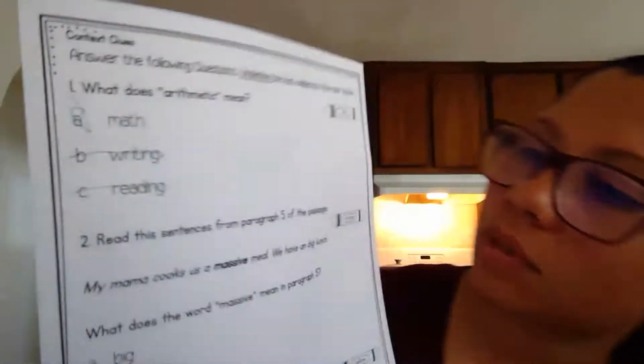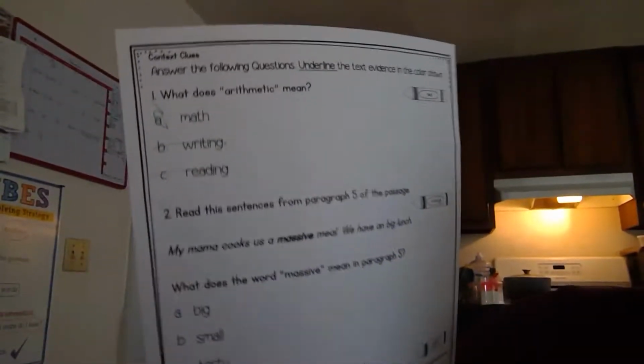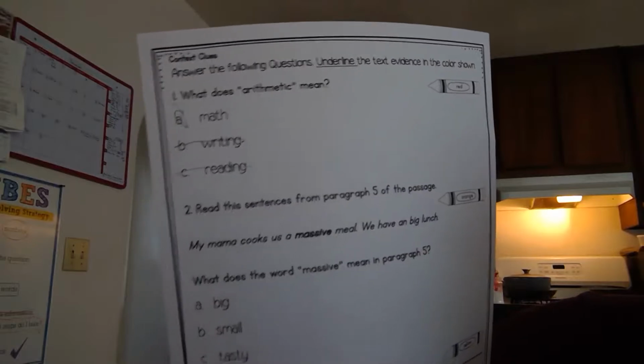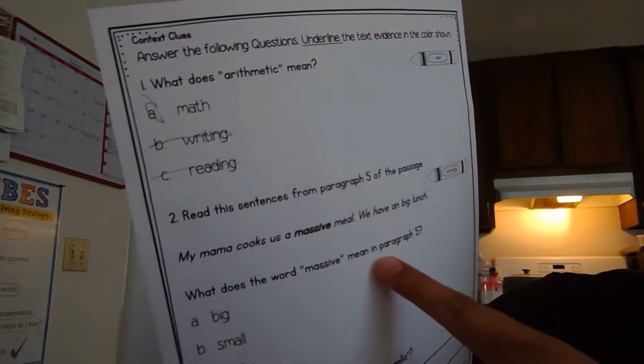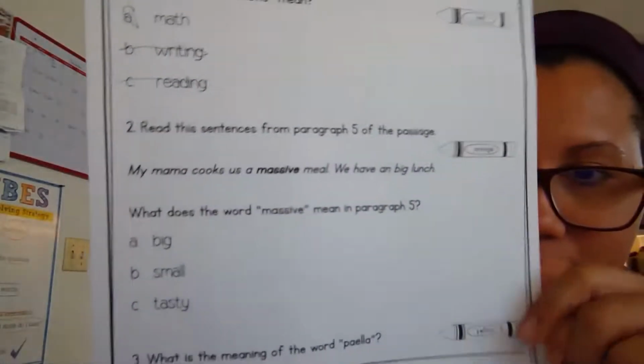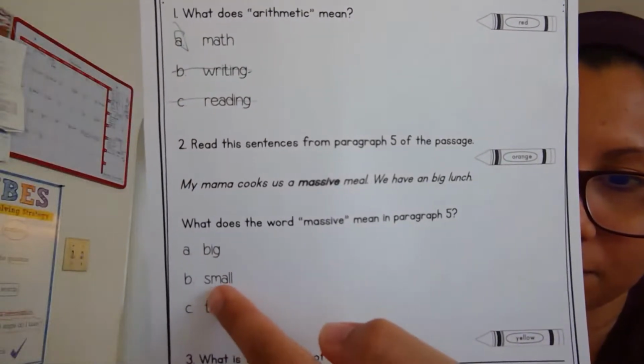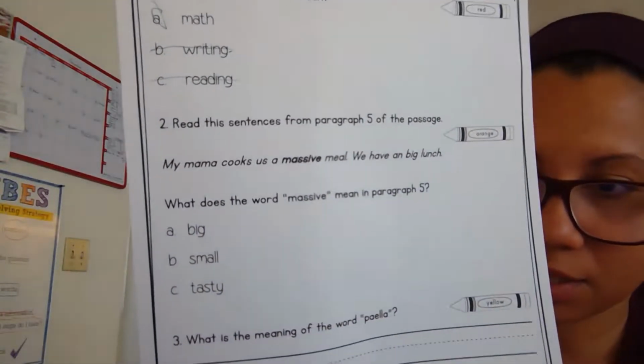Number 2 says, read the sentences from paragraph 5 of the passage. My mama cooks a massive meal. We have a big lunch. What does the word massive mean according to this sentence? Does it mean A, big, B, small, or C, tasty?